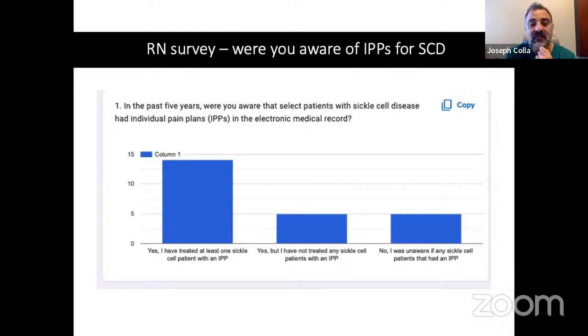And basically, out of the past couple of years, it says 5 years, but really the first IPPs weren't being used until like 2018, 19. In the past 5 years, did you ever use, or were you aware of the IPPs? And most of them were either aware of it and used it, or aware of it and didn't use it.